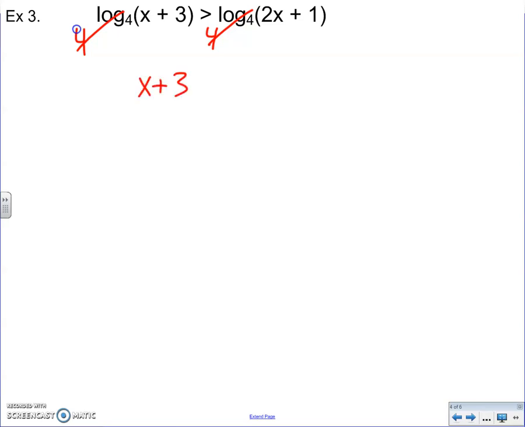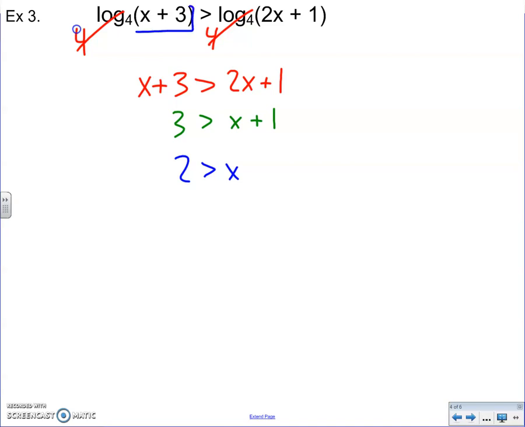So x plus 3 is greater than 2x plus 1. I solve for x here. I'm going to subtract x to both sides. Then I'm going to subtract 1 to both sides. I get 2 is bigger than x, meaning x is smaller than 2. I don't stop there. I have to look at every log and do domain restrictions.